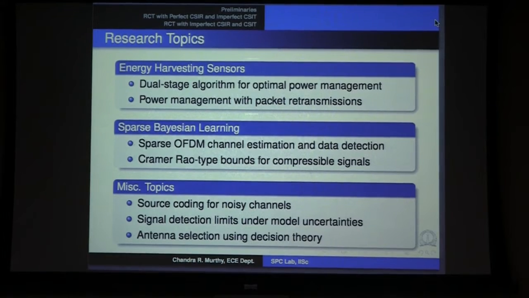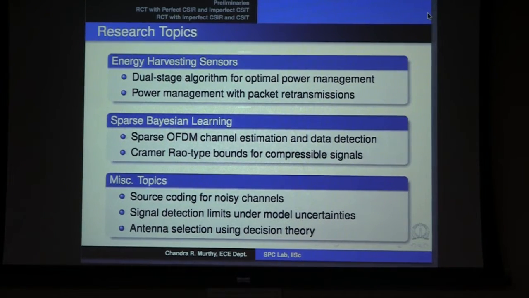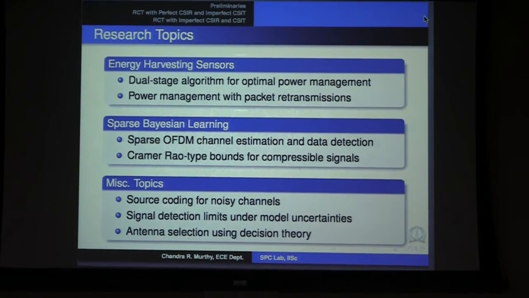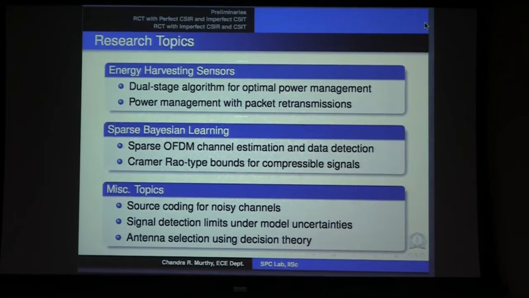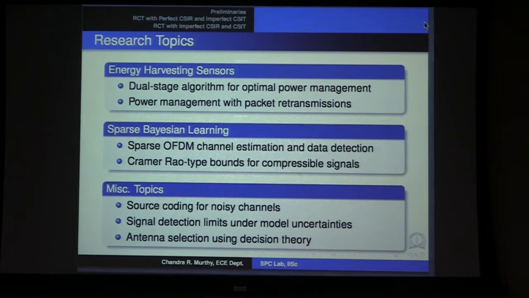The third topic is that of energy harvesting sensors. We basically have pursued 2 lines of inquiry here. The first line is looking at 2-stage algorithms for power management. Both the works have to do with power management. That is to figure out at what power level and using what modulation coding scheme an energy harvesting sensor will communicate. If you have not heard of the area, an energy harvesting sensor is basically a sensor that has to use energy harvested from the environment for its communications.